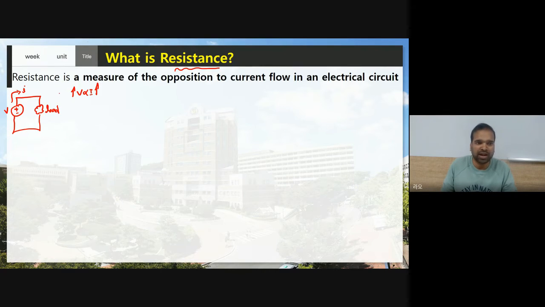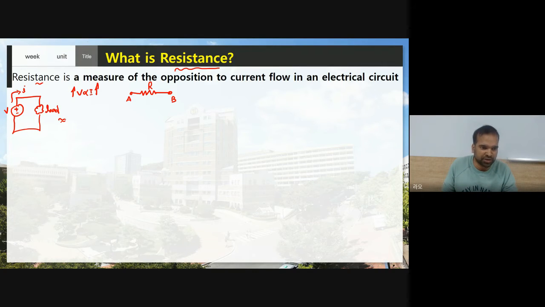Now what is the meaning of resistance? Resistance is nothing but it will resist the flow of electrons in the circuit. Now see, what is the symbol of resistor here? The resistor has two terminals, terminal A and terminal B, and it is indicated by R. Now what will this resistor do? The resistor will resist the flow of electrons in the circuit.